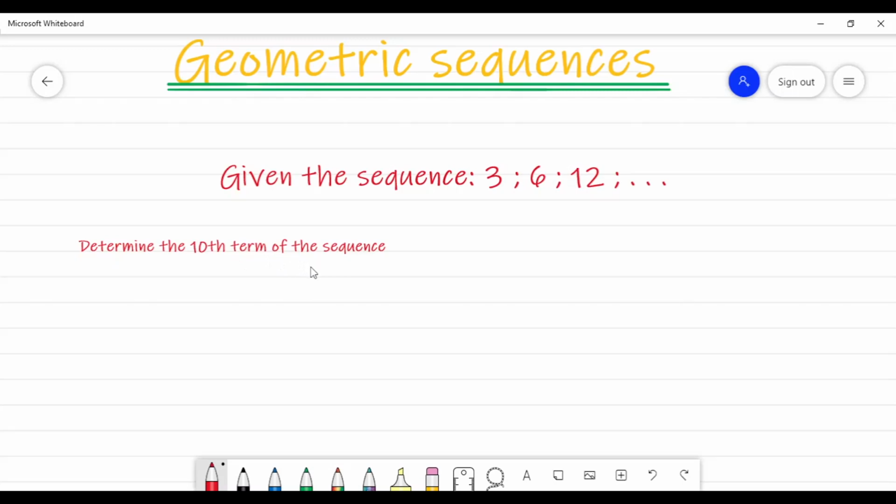All right, so the first thing we need to do is confirm that this is a geometric sequence, and we do that by seeing if we have a common ratio between the consecutive terms. Consecutive meaning terms that follow each other, right? So let's do that. The first term of this sequence is 3. So that's your T1.